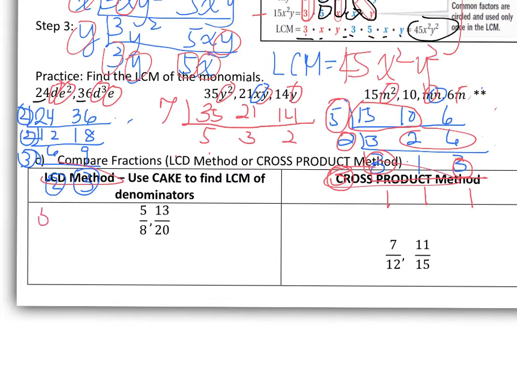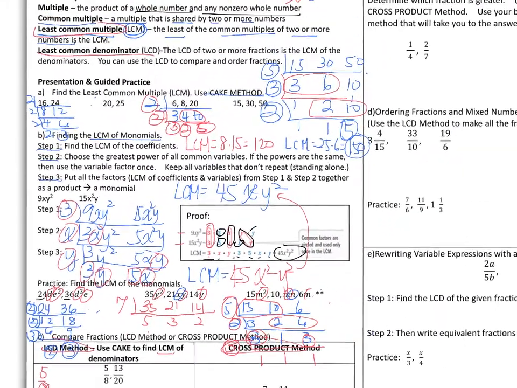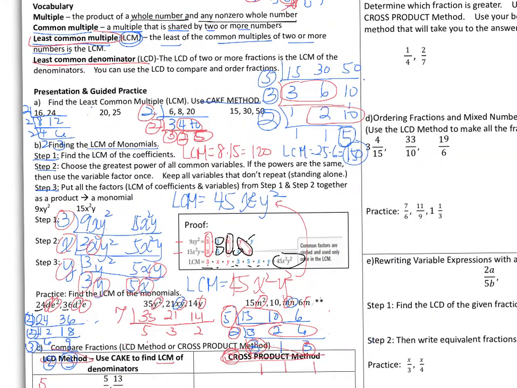So we have 5 over 8 and 13 over 20, and I have to find the LCD between 8 and 20. Finding the LCD is the same as finding the LCM. So let's go back to the definition here. The LCD of two or more fractions is the LCM of the denominators, and you can use this to compare or order fractions.